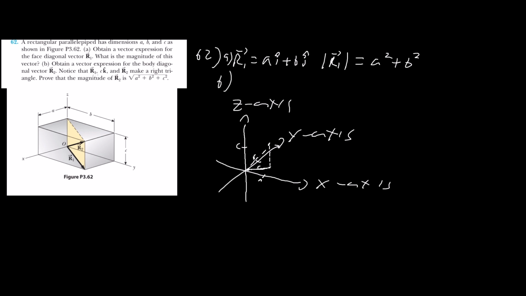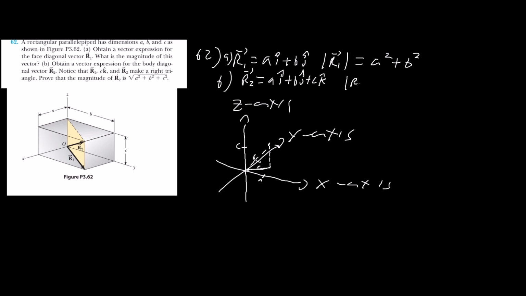So part B, obtain a vector expression for the body diagonal R2. Let me read this. Notice that R1 and R2 make an angle. So R2, I'm going to write this as the vector A in the i hat direction plus B in the j hat direction plus C in the k hat direction.